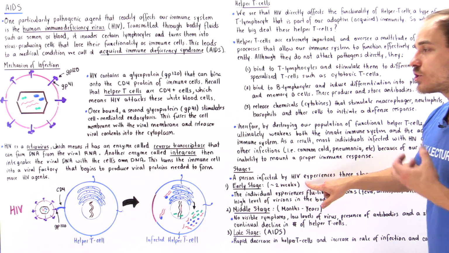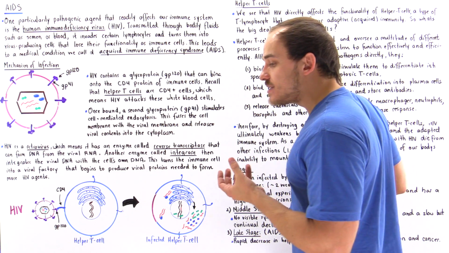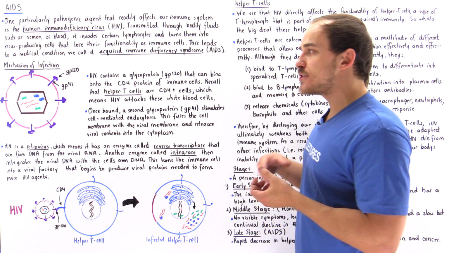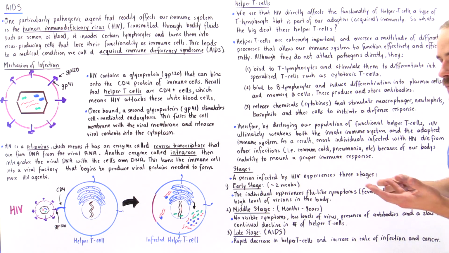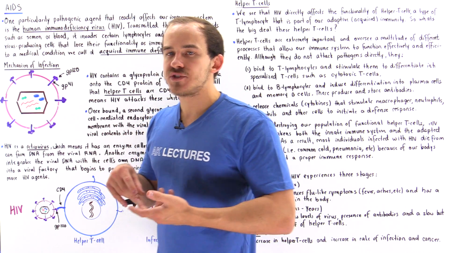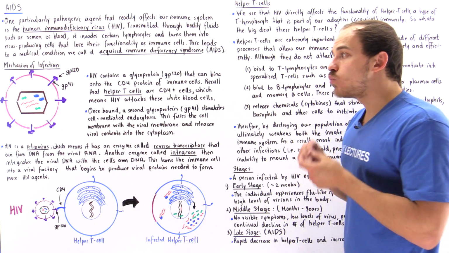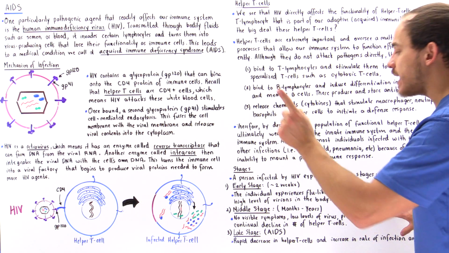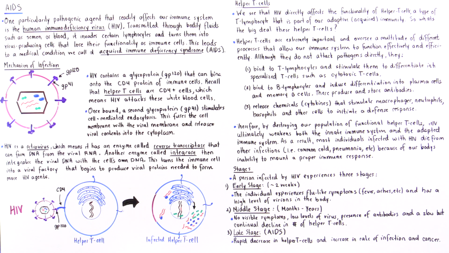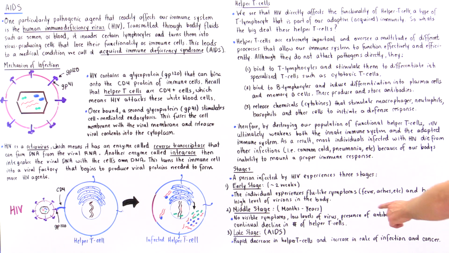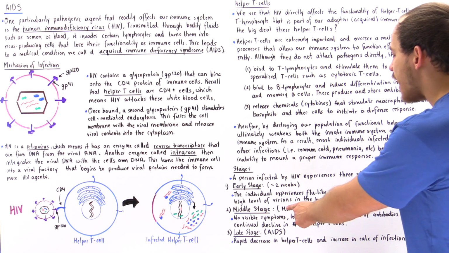So the early stage lasts about 2 weeks, and this is when the person actually feels sick. This is when the person experiences flu-like symptoms. For example, they have a high fever, different types of body aches, headaches, and this is when inside the blood there's a high level of these viral agents, the HIV agent. So basically the individual experiences flu-like symptoms, fever, aches, and so forth, and has a high level of virulence in the body.